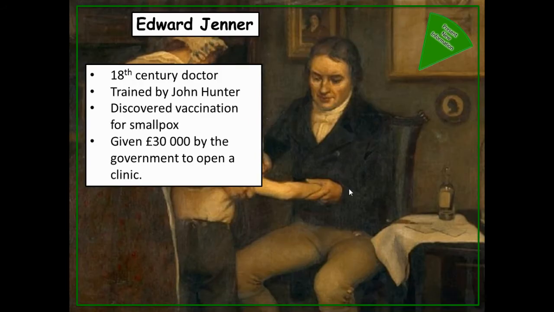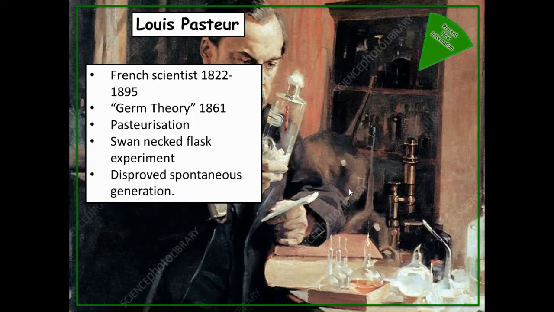Following on from Jenner and looking at a scientist based in France now, Louis Pasteur is probably the most important person in the development of medicine in the whole of the course that we studied. His germ theory in 1861 proved that germs are in the air all around us. That was a very, very significant discovery because it disproved spontaneous generation, the idea that illness would just burst out of something, people would just become ill.